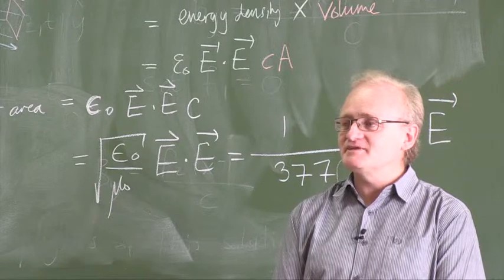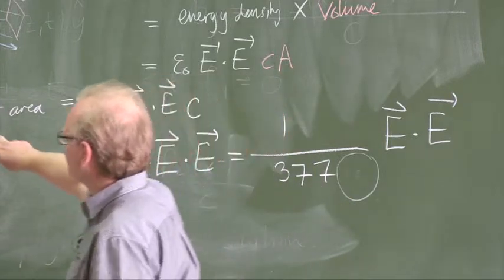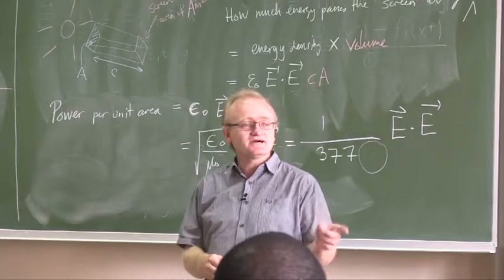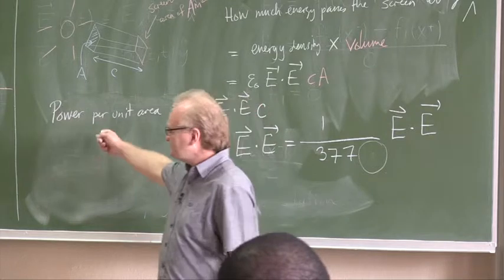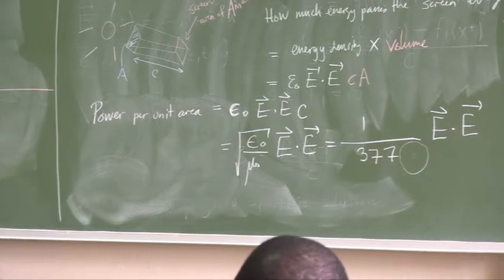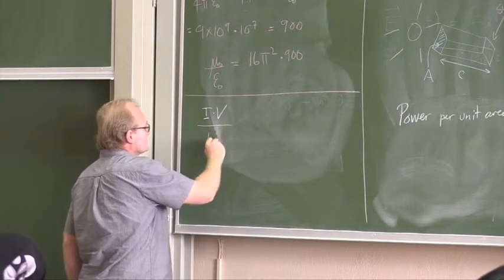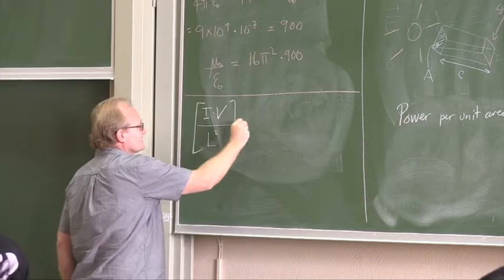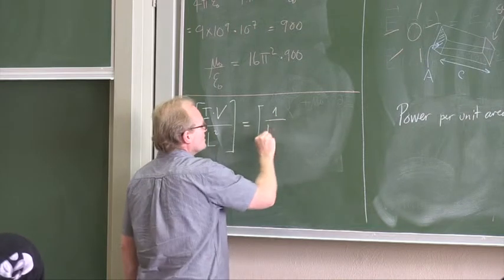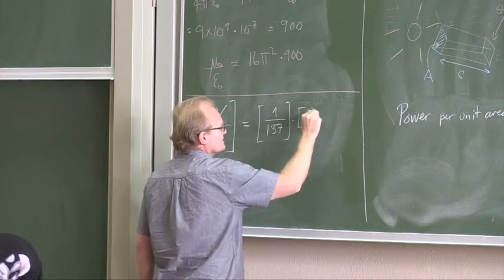Okay, guys, so let's maybe take a look at this together and see. So on this side, we've got a power per unit area. Does everybody agree that power is equal to current times voltage? So if I want the dimensions of power per unit area, I can think about current times voltage. That'll be the dimensions of power over length squared. Okay? So that thing has to have the same dimensions as 1 over 137 times by the dimensions of E dot E.